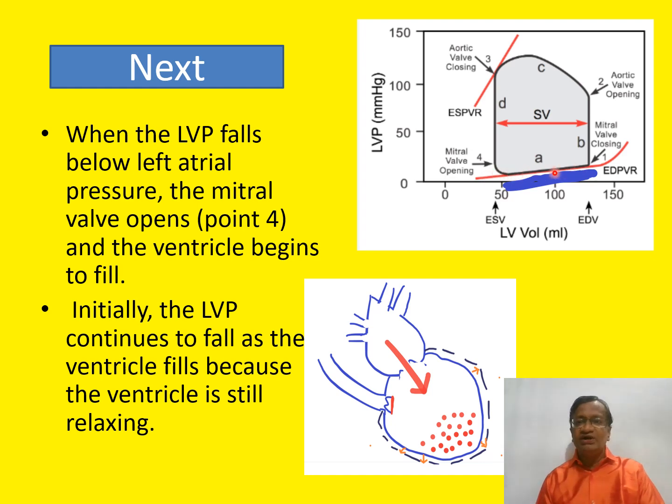This is what is called the filling phase: rapid filling and slow filling. The last portion is the atrial systole. So these phases, isovolumetric relaxation, rapid filling, slow filling, and atrial kick, form the diastole.